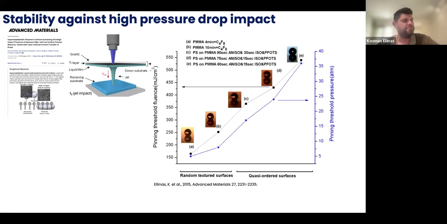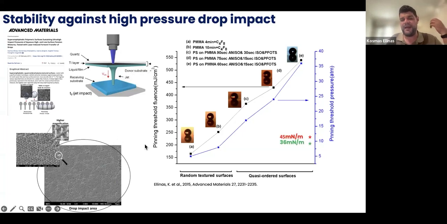35 atmospheres, to give you an estimate, is several hundred meters below the surface of the sea. So you can easily, by tuning the topography of the surface, have a very robust surface that can sustain high impact drops. And here you can see a scanning electron microscope image of the surface and the nanopillars we had on this kind of surface after the laser hit the surface.